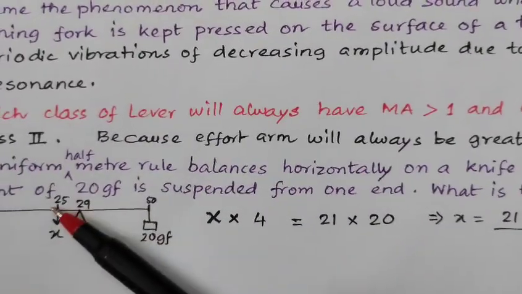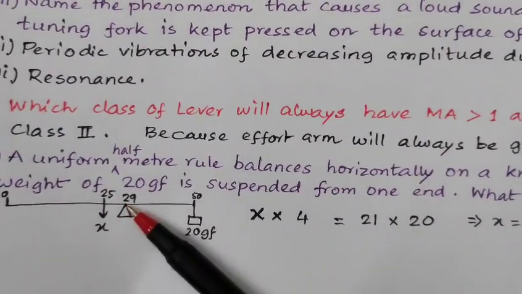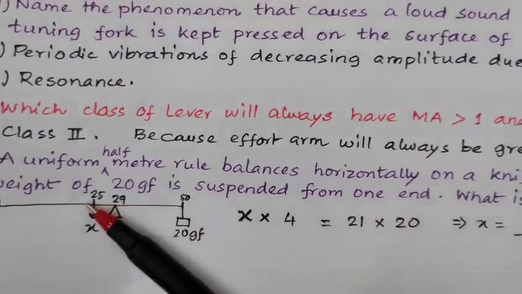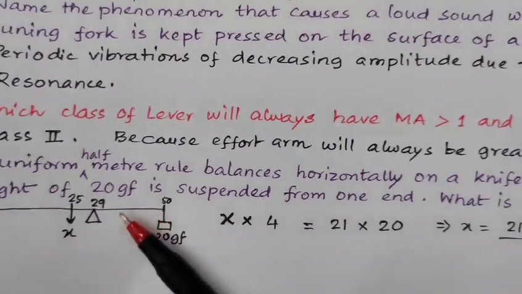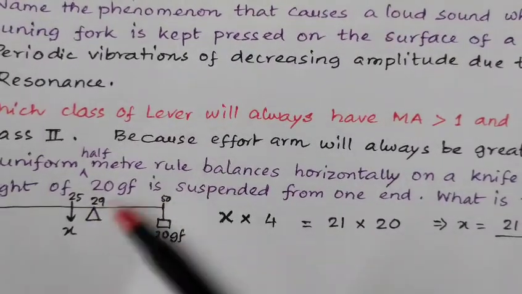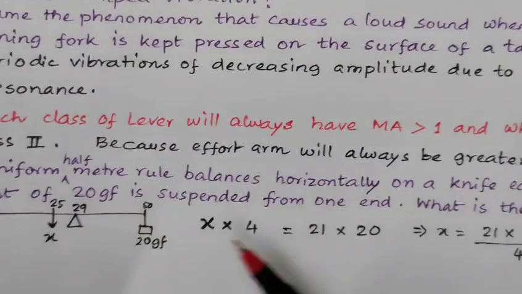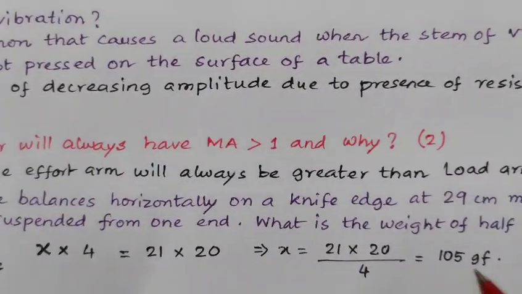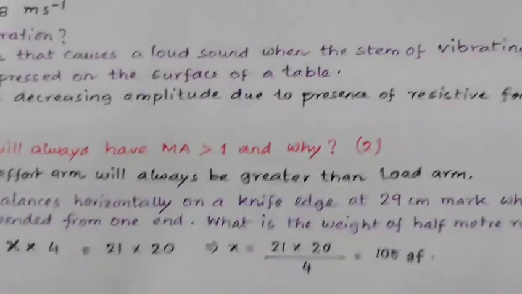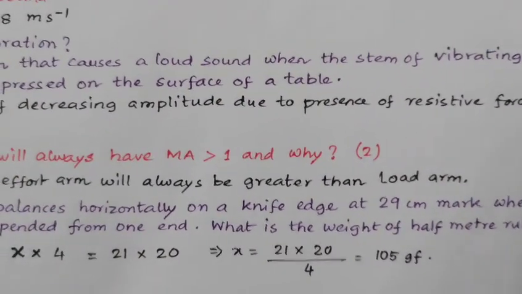Now this is the center of gravity, that is x, the distance between this is 29 minus 25, that is 4. So x into 4 is equal to 21. 21 means 50 minus 29 is 21 and 20 gram force is the weight. So x into 4 is equal to 21 into 20, therefore x is equal to 105 gram force. So these are the solved questions from previous year physics ICSE.